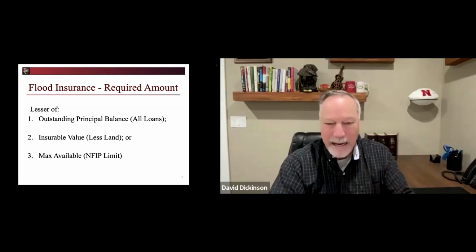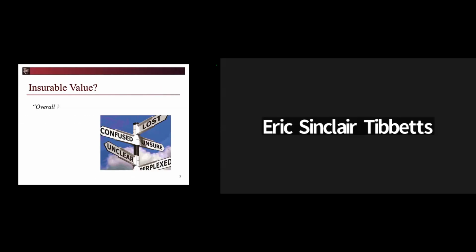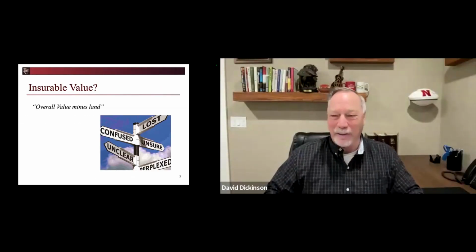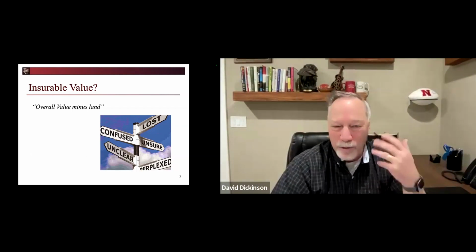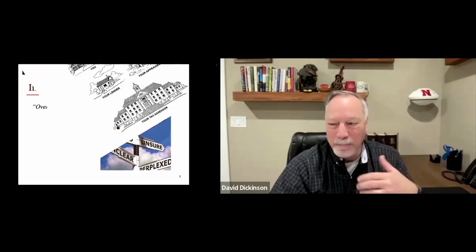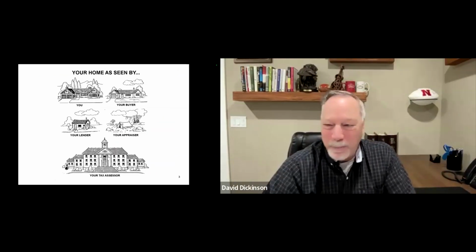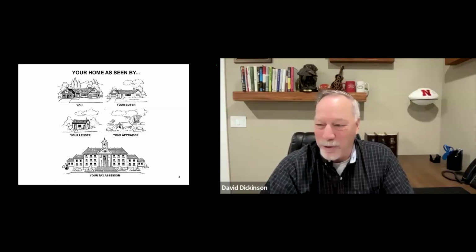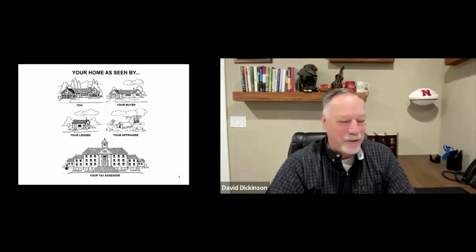So let me explain a couple of reasons why this is such a big deal. Why is this hard? What is insurable value? And it's like, well, it's the overall value minus the land. And like, well, that didn't really help me. But understand, you're not insuring land. You're insuring the building, and you're trying to help them put it back. And this is the problem. I put this up as a joke, but how the borrower sees their property value, the buyer, the lender, the appraiser, the tax assessor, there's a lot of different numbers out there.